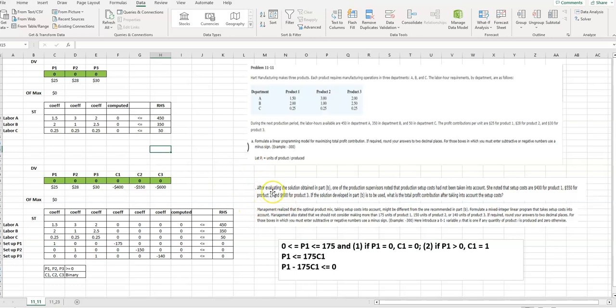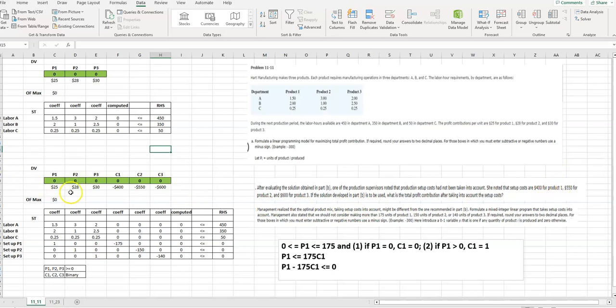It says, after evaluating the solution obtained in Part B, we'll consider this our Part B. One of the production supervisors noted that production setup costs had not been taken into account. She noted that setup costs are $400 for product 1, $550 for product 2, and $600 for product 3. So what we're saying is, this model does not take into account a setup cost for, it looks like, some sort of machinery if we're making product 1, product 2, or product 3, and that needs to be considered.